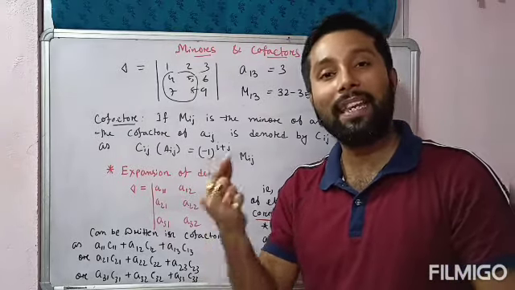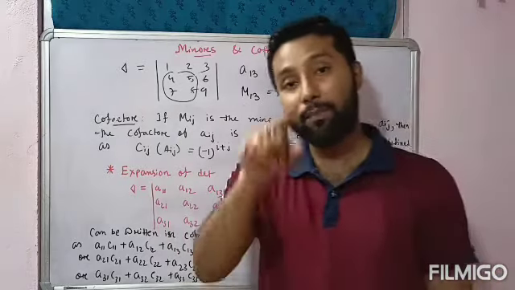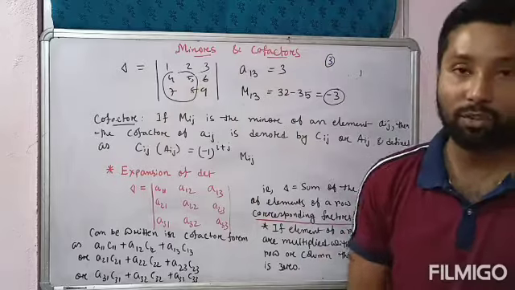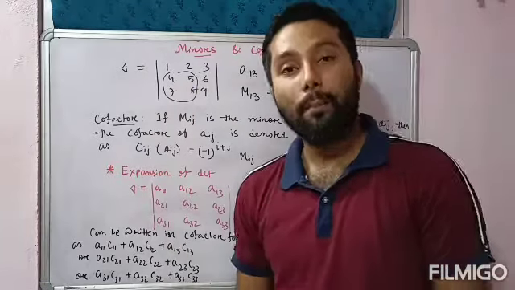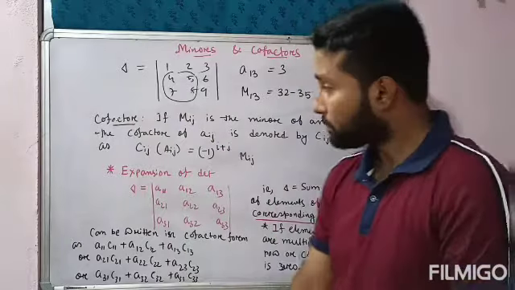लास्ट एग्जाम्पल में एक ही एलिमेंट था, इसलिए एक्सपांड नहीं किया, लेकिन इस एग्जाम्पल में तो एक्सपांड करना पड़ेगा, because minor is also a determinant only, right? So this is all about minor. Next will come cofactor. कोफैक्टर क्या है?